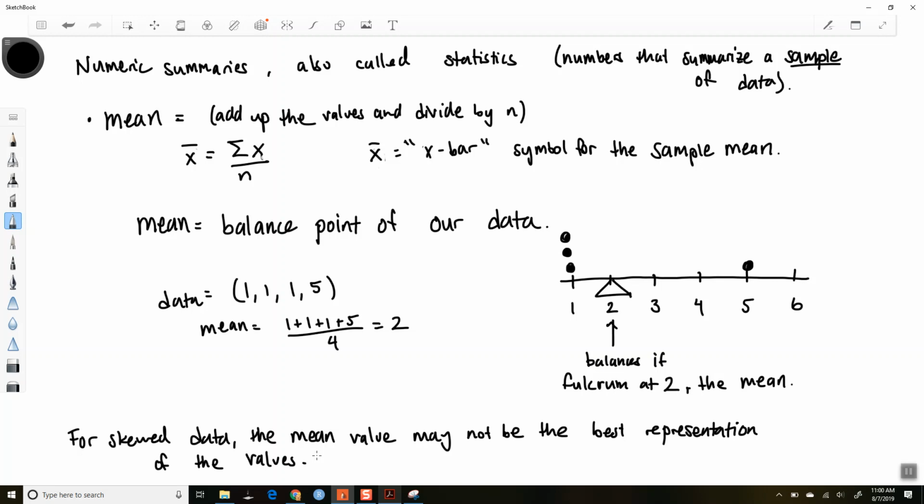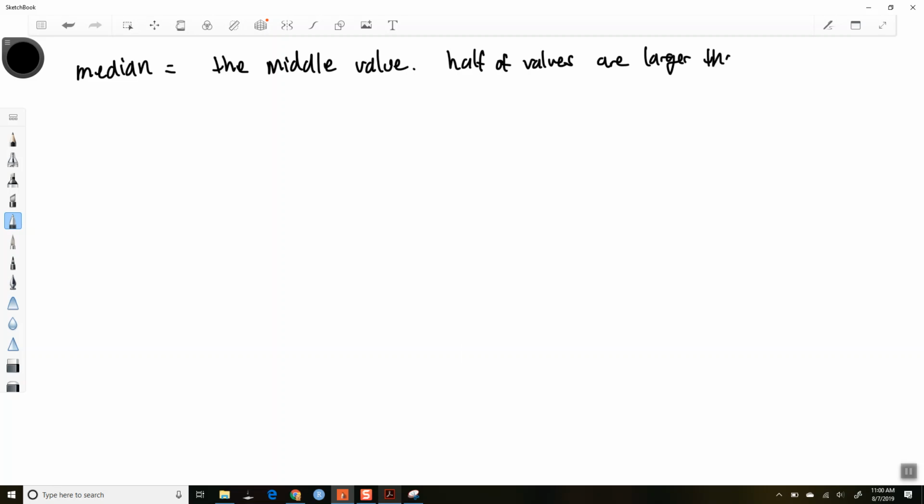So the mean is one numeric summary, and the other numeric summary that might address this is the median. The median is kind of the middle value. Half of values are larger than the median, and half of values are smaller.